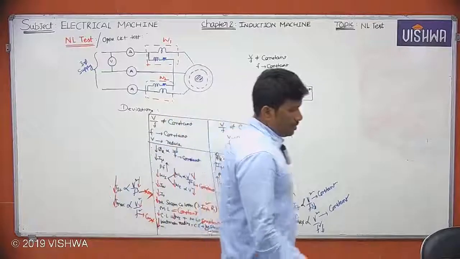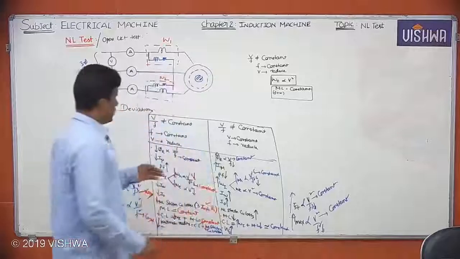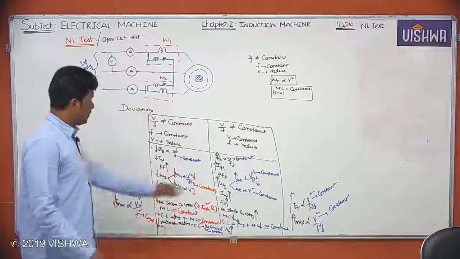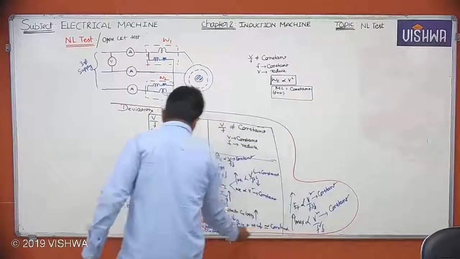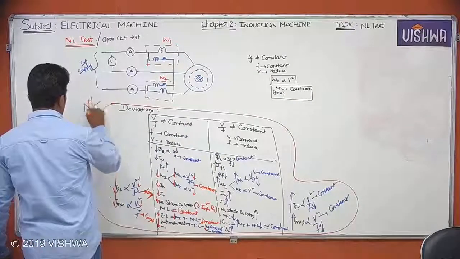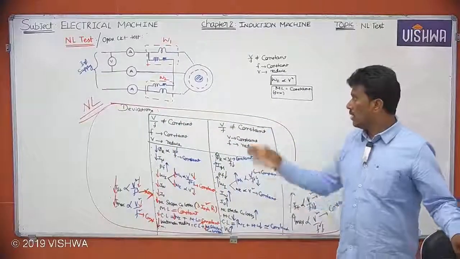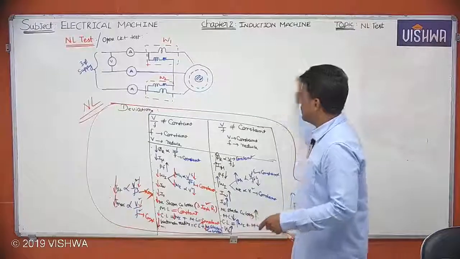Now, let me ask you one simple question. We discussed all those things, whatever we explained about the stable column, under which case? No load condition. Under no load condition, these are the things we explained here. Is it clear?